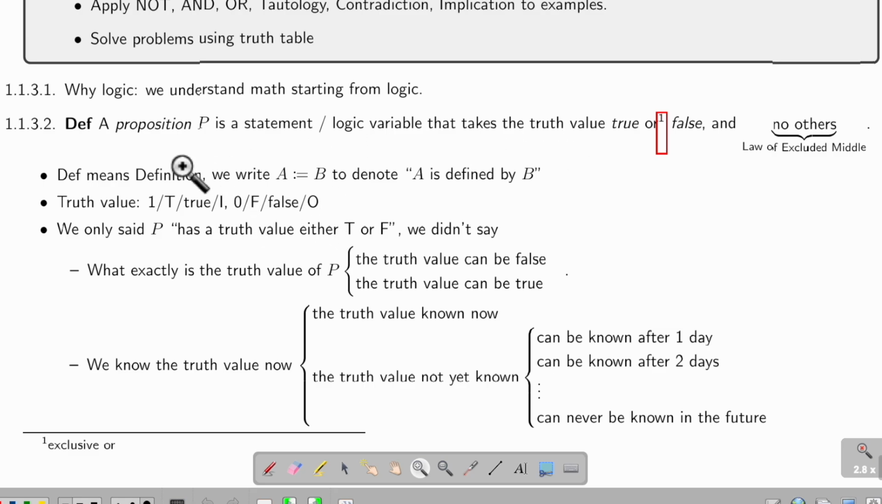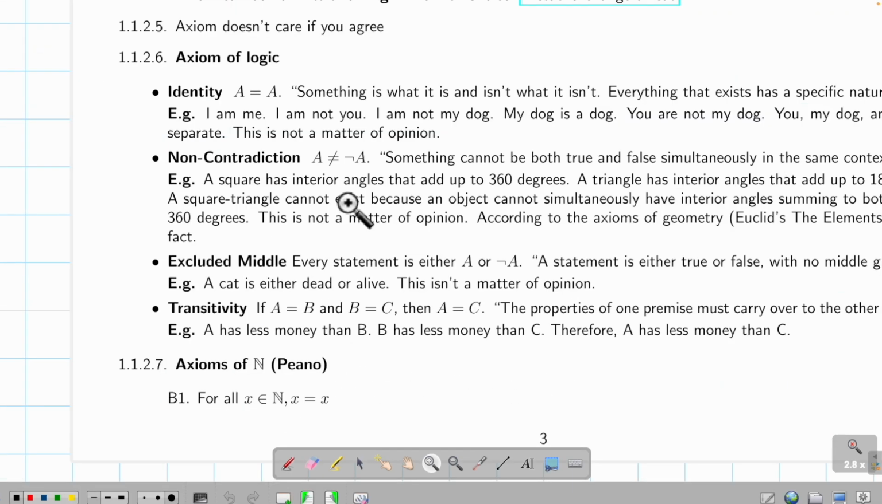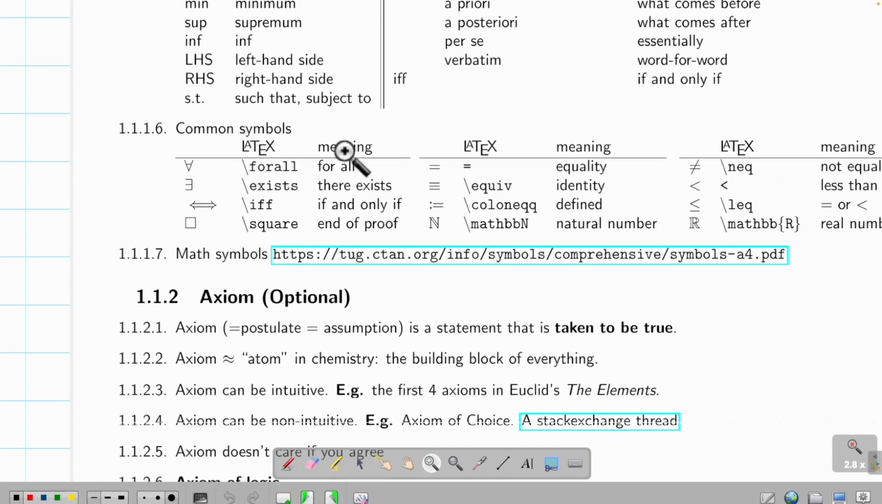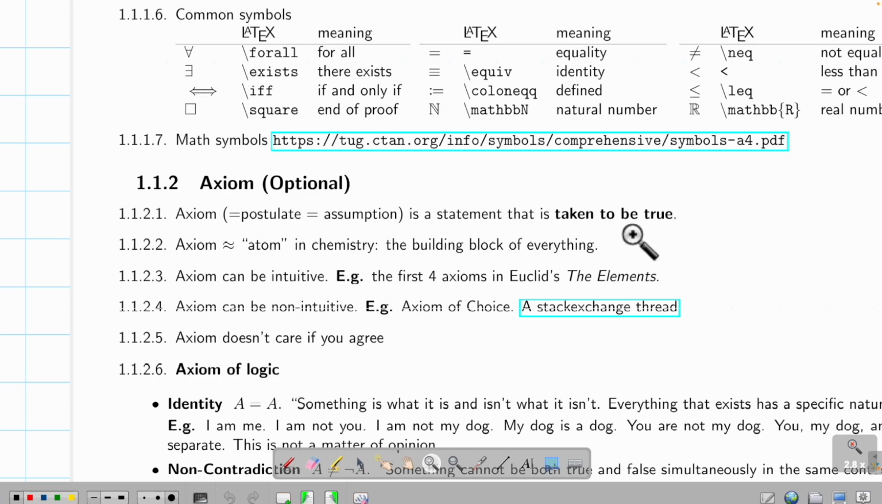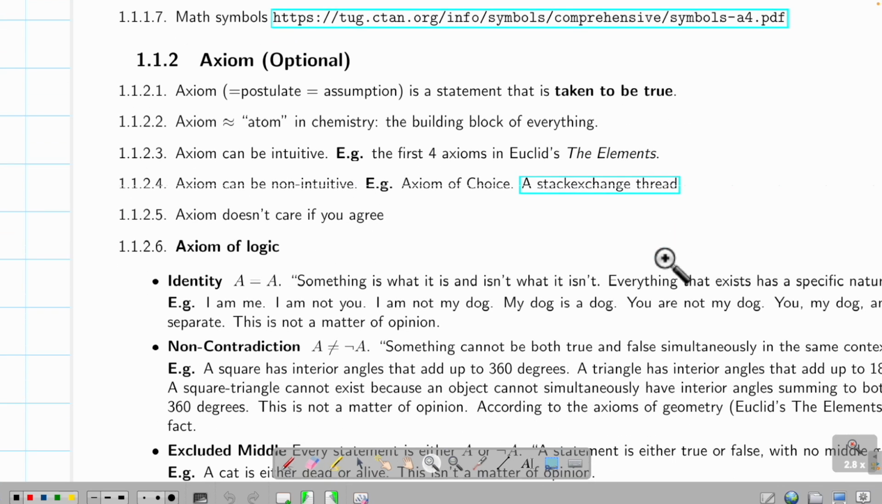So in other words, a proposition is something that only has two values. Either something called true or something called false. Whether or not I represent true or false by whatever symbol doesn't matter. I can draw a chicken or I can draw a dog. And no others. This is very important. Why? Because this is called the law of excluded middle. This is an axiom of logic. So this is why I'm saying you have something called an axiom. What's an axiom? An axiom is something taken to be true. We don't argue this is false.